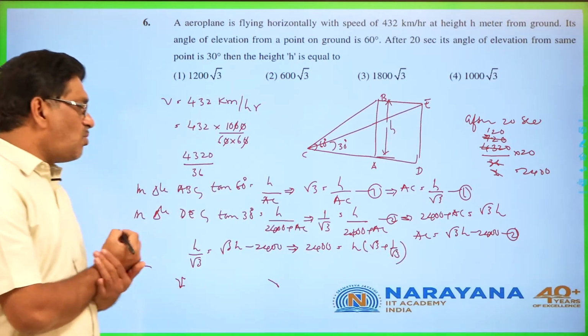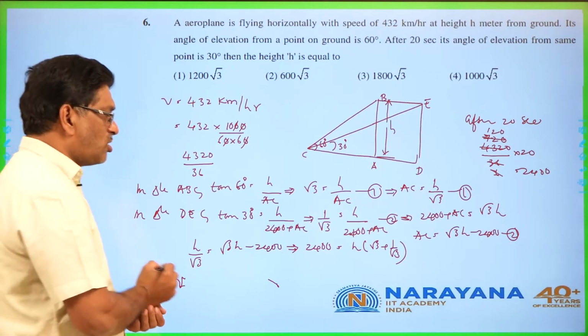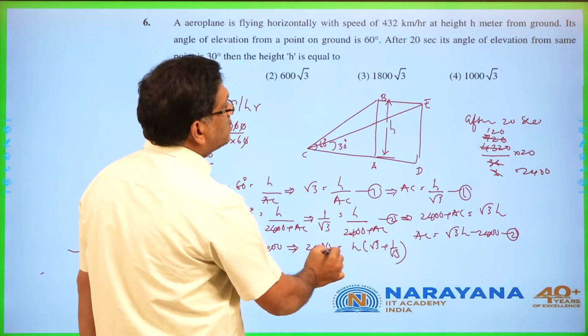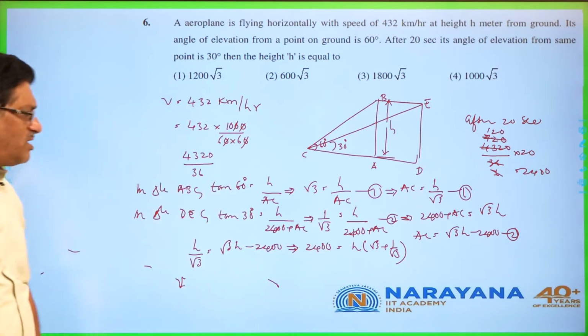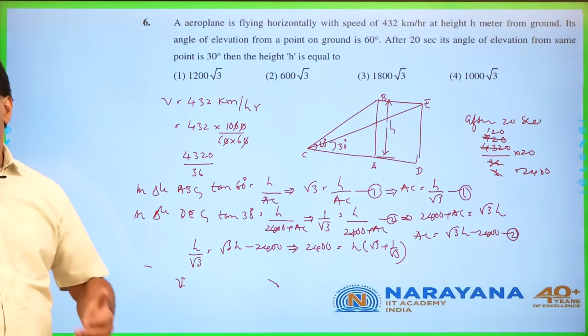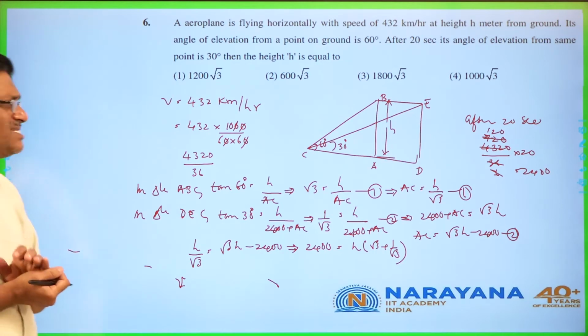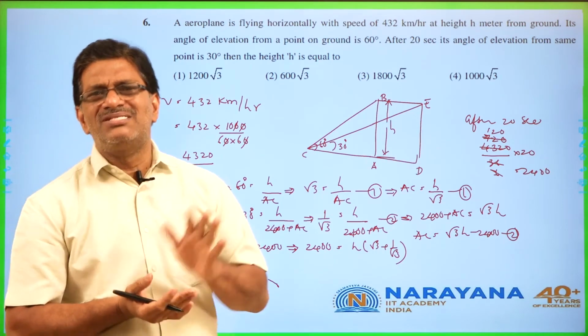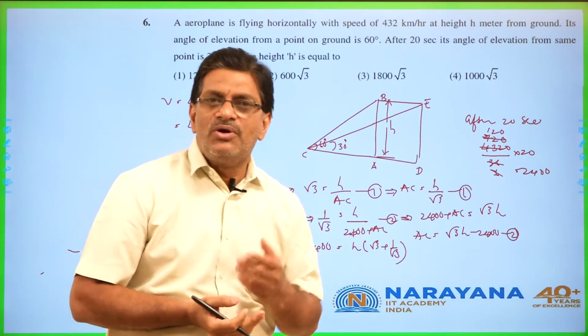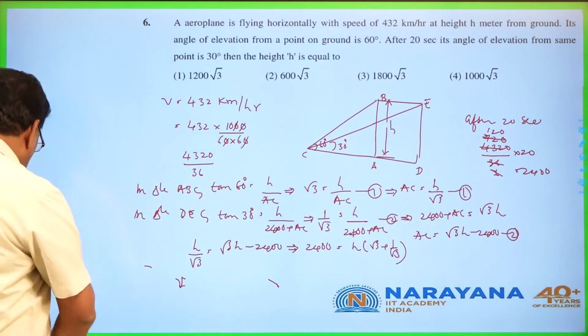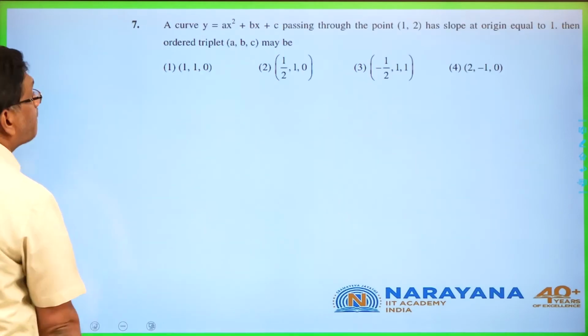Root 3 plus 1 by root 3. That is 4. Right? So simplify this one. It will give you the value of height at which the plane is there. Simple problem. Heights and distances, any problem, just in terms of tan we can easily complete. Okay? Let us move on to the next question.